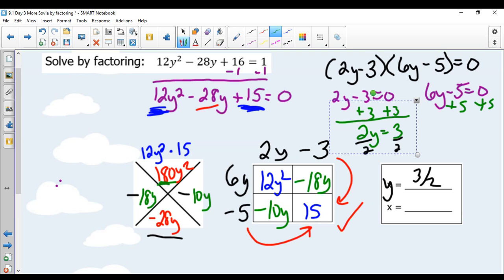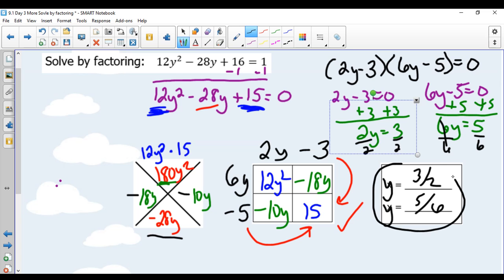There's a solution. In the second one, I would add my 5. And so I would have 6y equals 5, and then I would divide by 6. And that would give me y equals 5/6. And there's my two solutions. So it's not a pretty answer, but it is an answer. I factored everything, and I could always plug this back into the equation and make sure it's right.